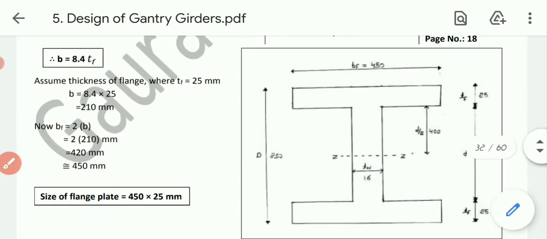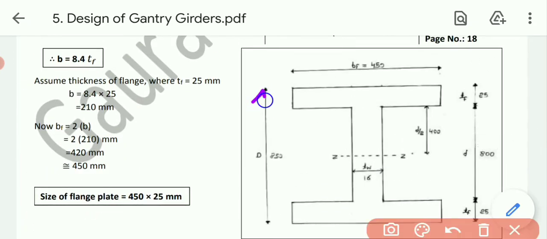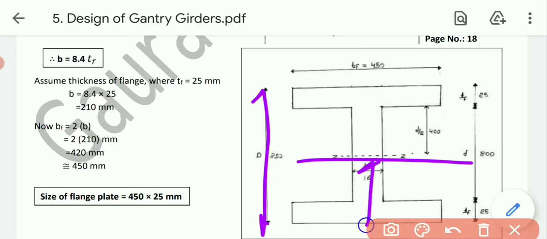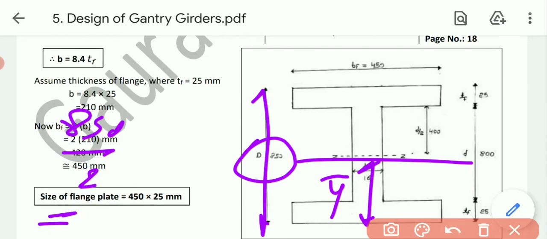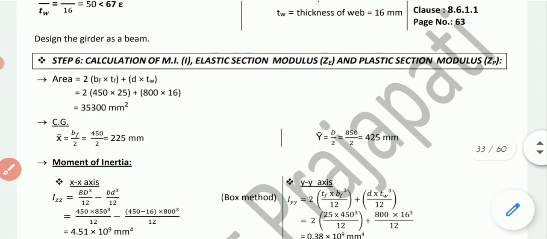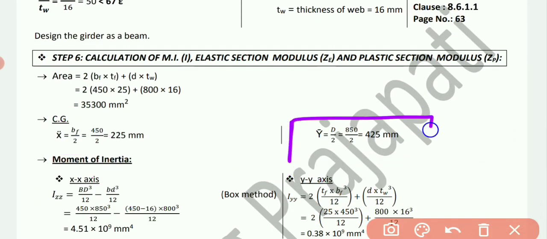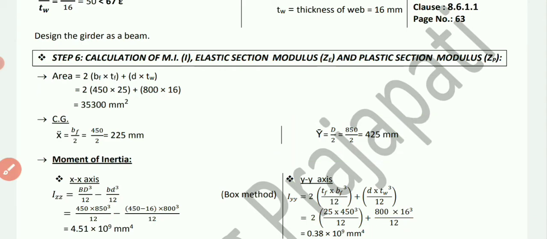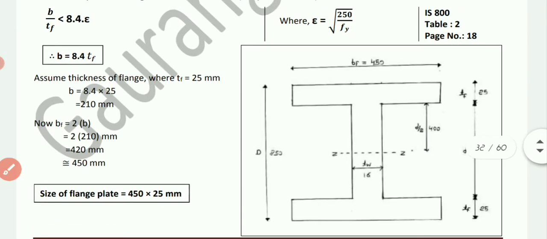Okay, then talking about Y bar, it will be the center of this one, this will be Y bar, that is 850 by 2, so that will be 425 mm. Okay, you can see Y bar, that is 850 by 2, that is 425 mm. Okay, so that's the criteria of the CG. Now let's calculate the moment of inertia.